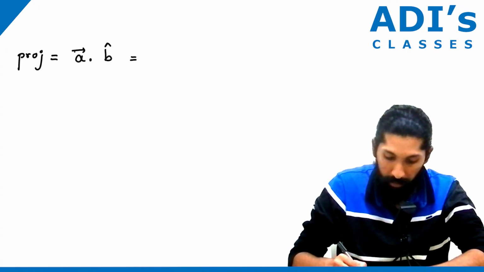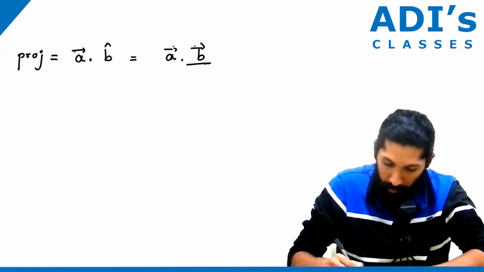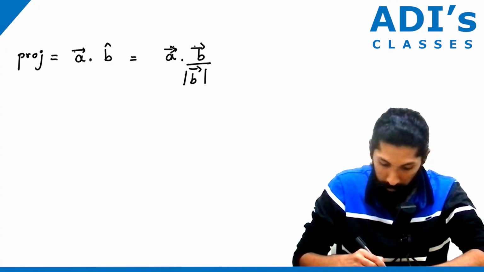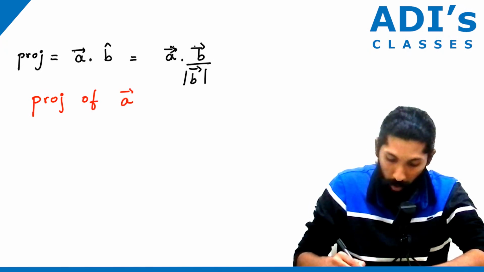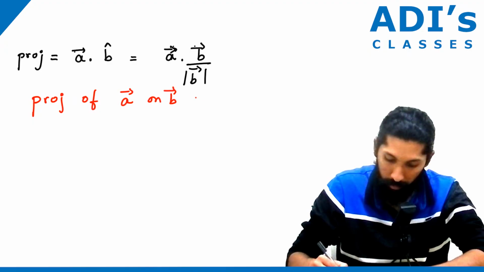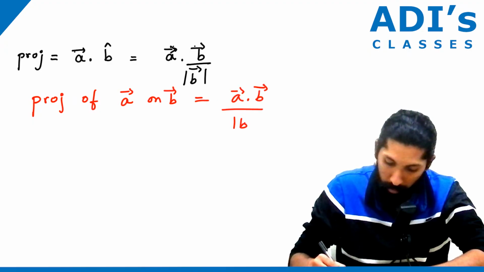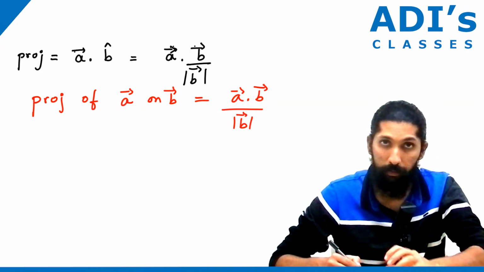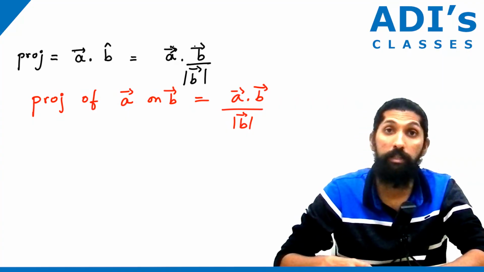And what is B cap now? Vector B divided by mod of vector B, correct? So what do we get now? We can say that the projection of vector A on vector B is equal to vector A dot vector B divided by mod of vector B.